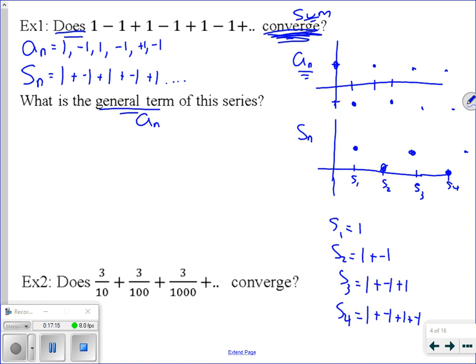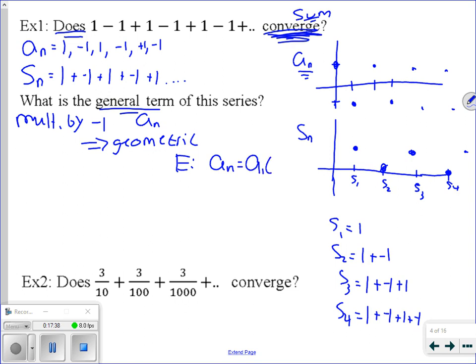First of all, what's going on between each of these numbers is we're simply multiplying by negative 1. That makes this a geometric sequence of numbers. So the explicit formula here is just A sub n equals A sub 1 times r to the n minus 1. We learned that in our last lesson. So in this case, my first term is 1. My rate is that I'm multiplying by negative 1. It's being raised to the n minus 1 power.